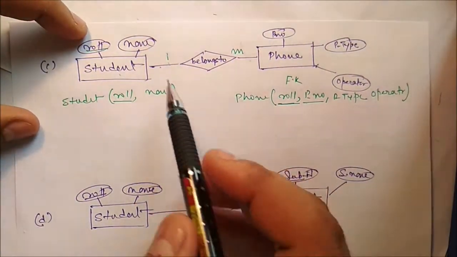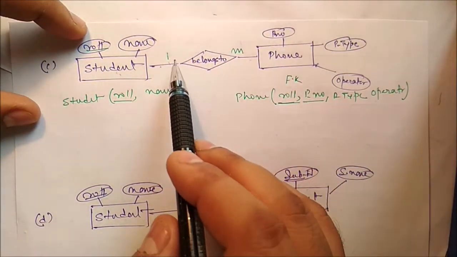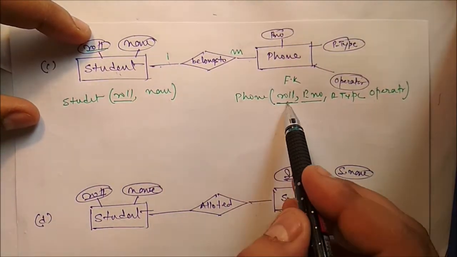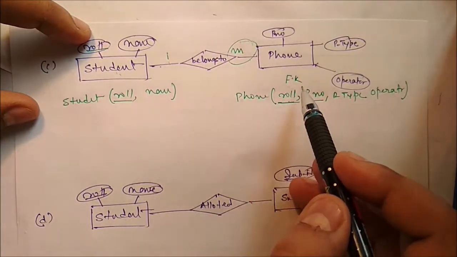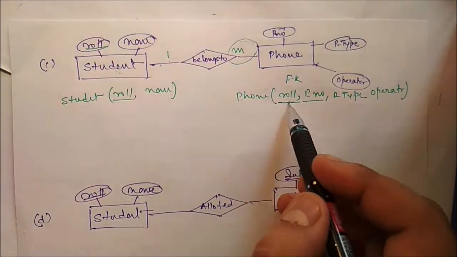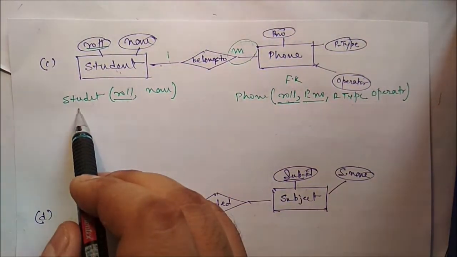Now we can see here two tables are there. It is a 1 is to M relationship. To establish a relationship, we have to define the foreign key, and that foreign key must be on the M side. So the M side is the phone side. We have to put the foreign key roll number. Roll number is what? It is the primary key of the student table, the student entity set.